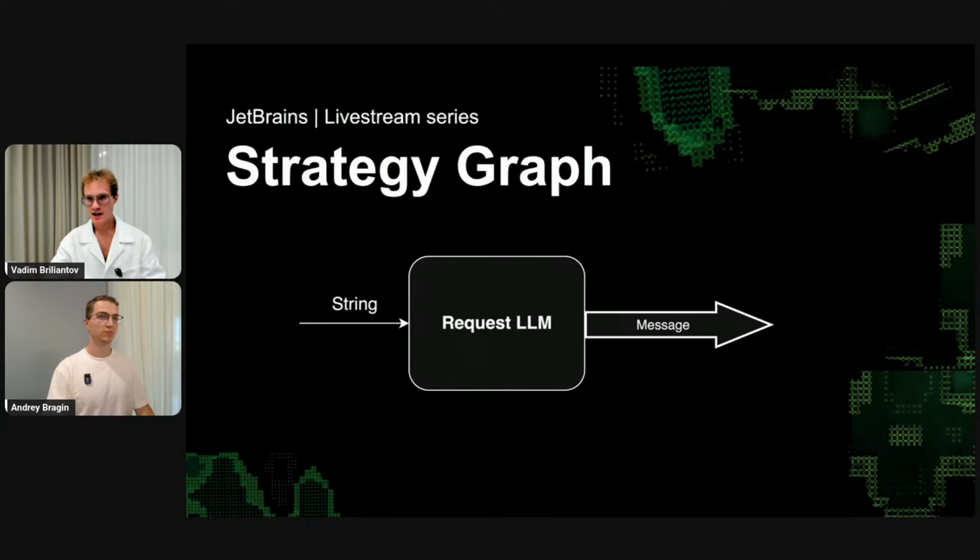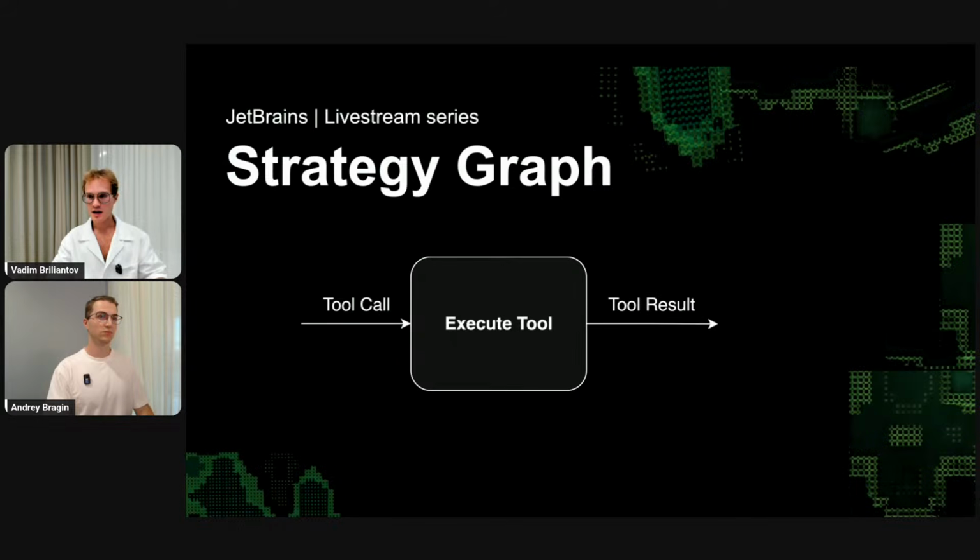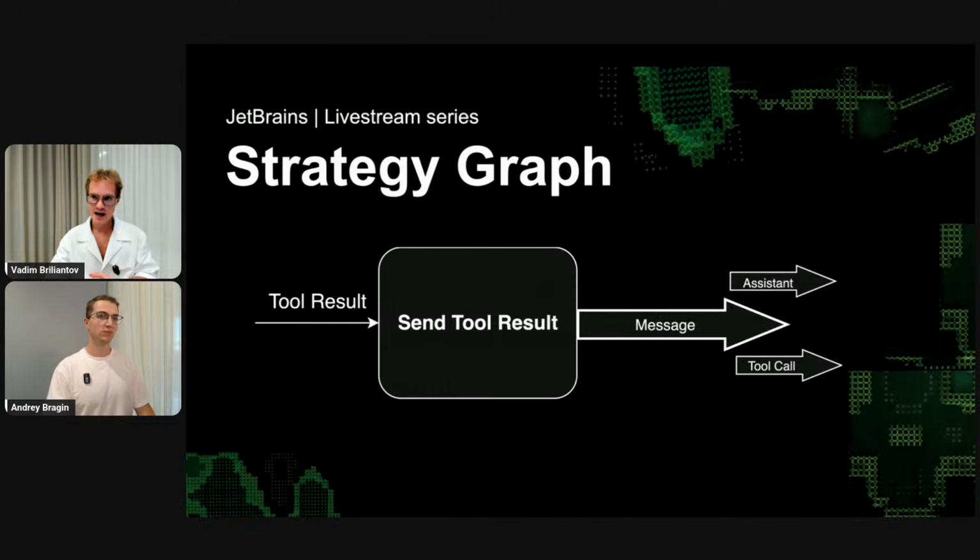Requesting the LLM is actually a node. It takes a string, the user message, and it produces the message from the LLM, which can be, as we mentioned before, either a system message or a tool call. Then executing a tool is also a node. It takes any tool call and it produces a tool result. Pretty obvious, right? And sending the tool result is also a node. It takes the tool result and produces a message which is, again, either a system message or a tool call.